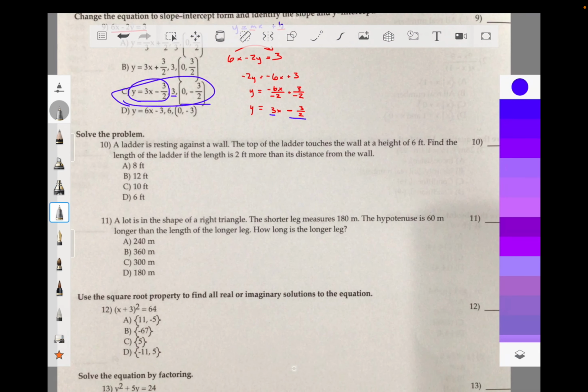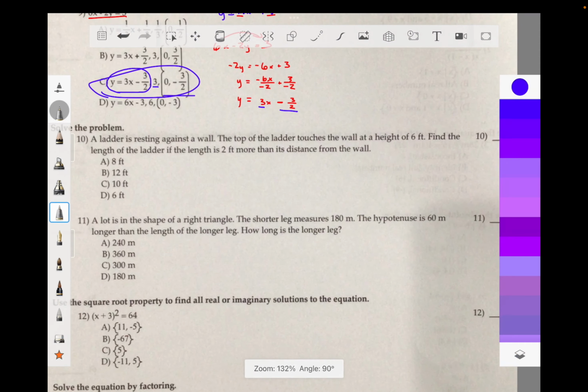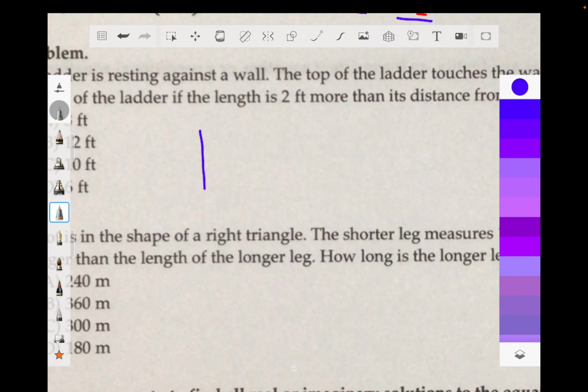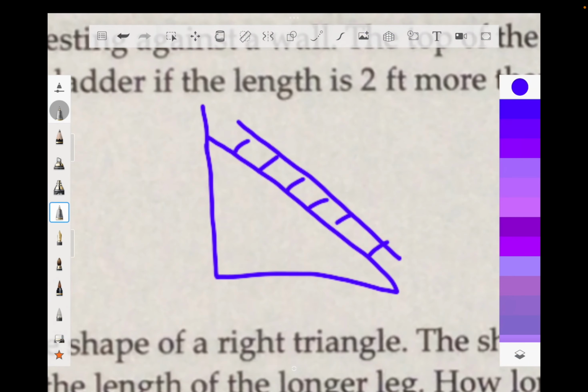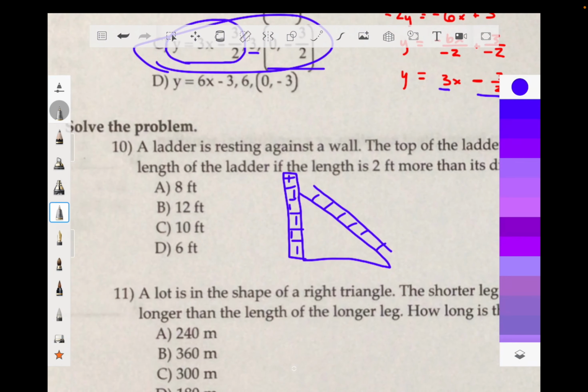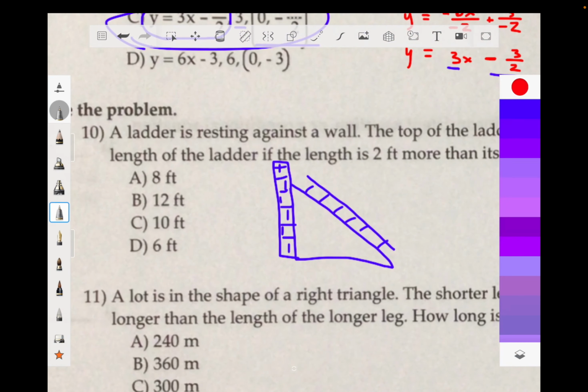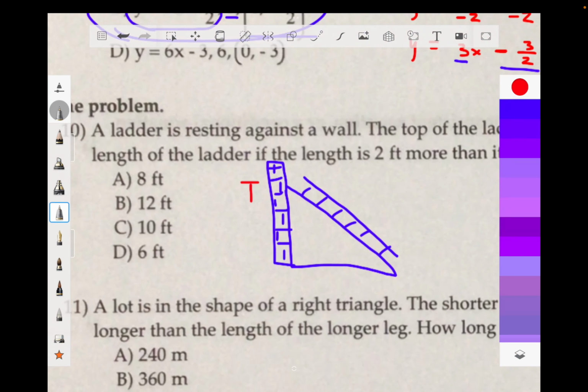A ladder resting against the wall. The top of the ladder touches the wall at a height of 6 feet. I guess I'll draw the ladder, right? And this is our brick wall. That looks like a ladder, so I'll just draw it like that. There you go. I should use red, whatever. And then this is 6 feet right here.